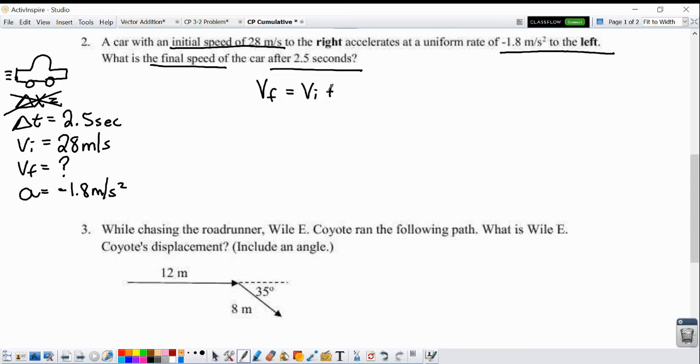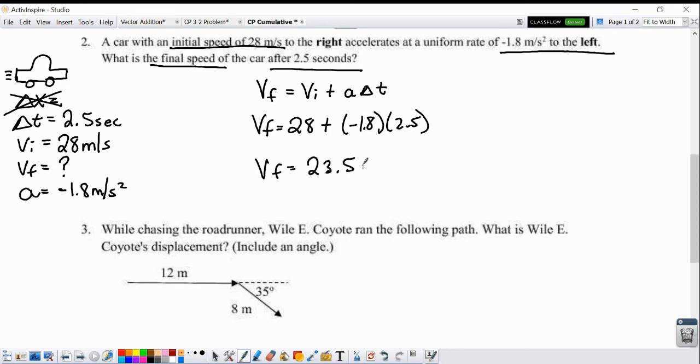So vf equals vi plus a delta t. vf equals 28 plus negative 1.8 times 2.5. So the final velocity is 23.5 meters per second. It did slow down.